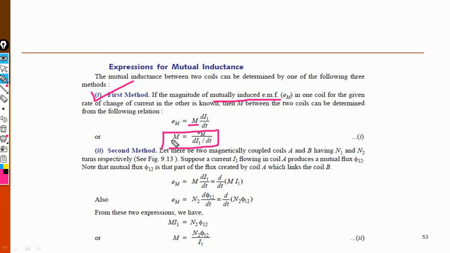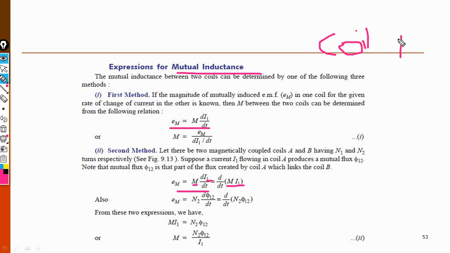We have to calculate mutual inductance using the second method. The same formula is there, EM is equal to M dI1 by dt. Then we separate M and I1. The mutual inductance will depend on coil B, or coil 2.